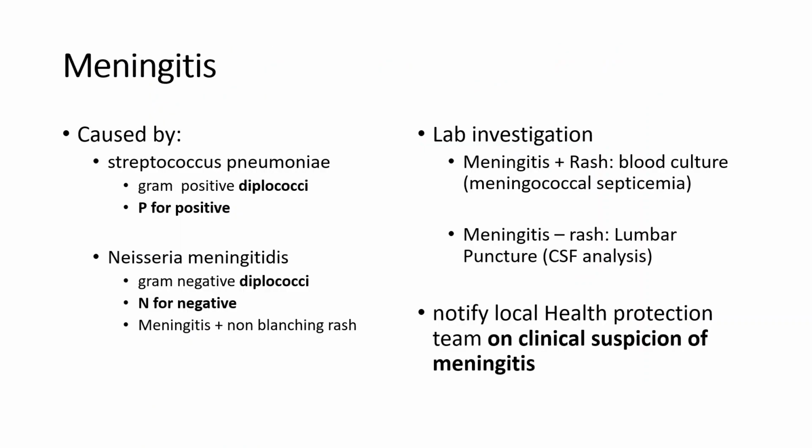Meningitis is caused by Strep pneumoniae and Neisseria meningitidis, and in the elderly or the very small children, neonates, Listeria monocytogenes. Now we have P4P. Both of them are diplococci. That's the Strep and the Neisseria. They are both diplococci. P for positive, N for negative.